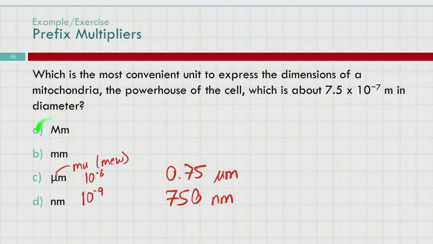What we wouldn't want to do is put it into megameters, because that would make it really, really small. I actually don't know what that would be off the top of my head, but it would be really small.